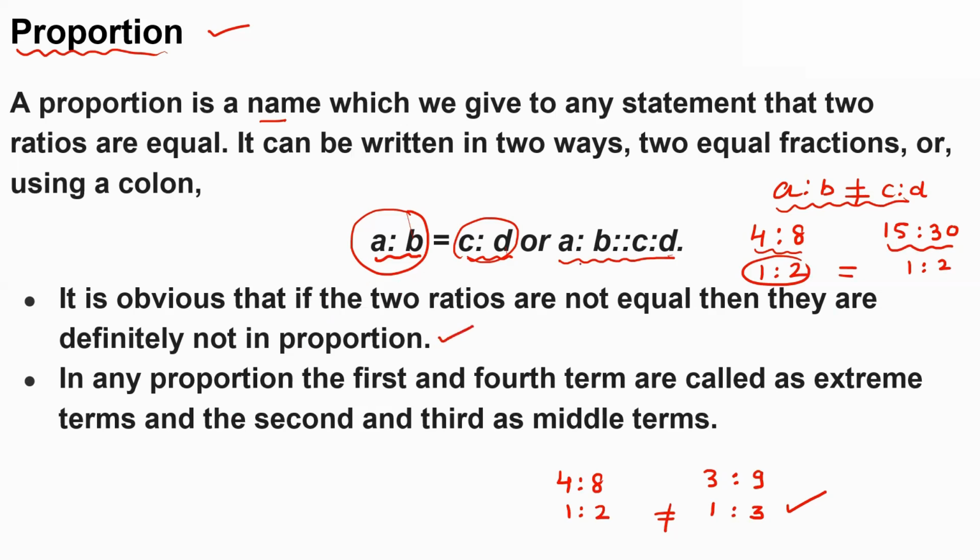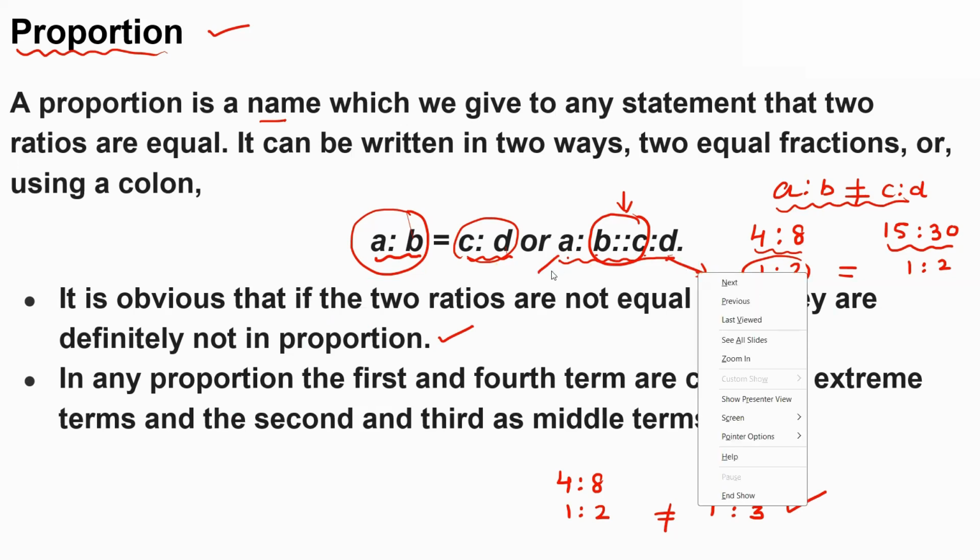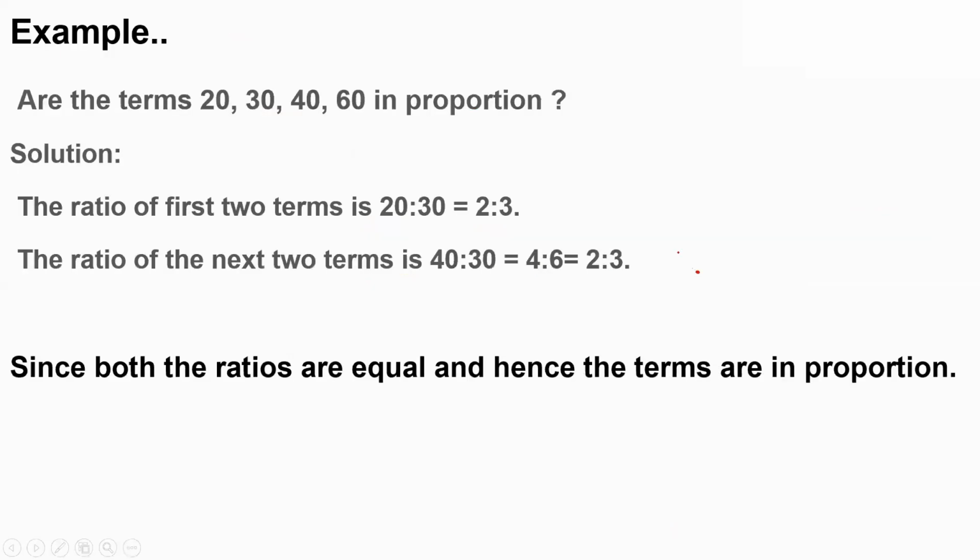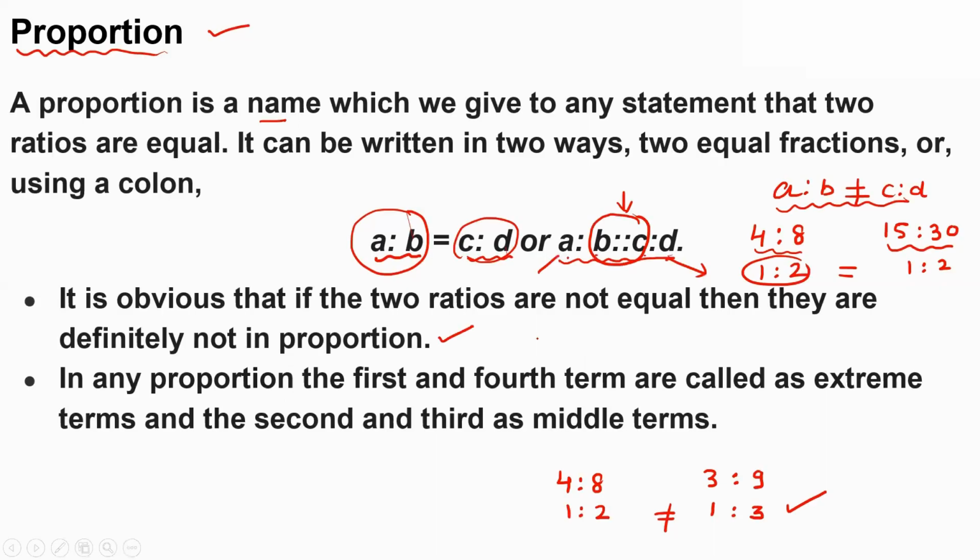Now, whatever we have, four terms A, B, C, D. These are my middle terms, and these are on the extremes. That's why they are called extreme values. A and D are extreme terms, and B and C are called middle terms, or means. And the product of extremes is equal to the product of means.